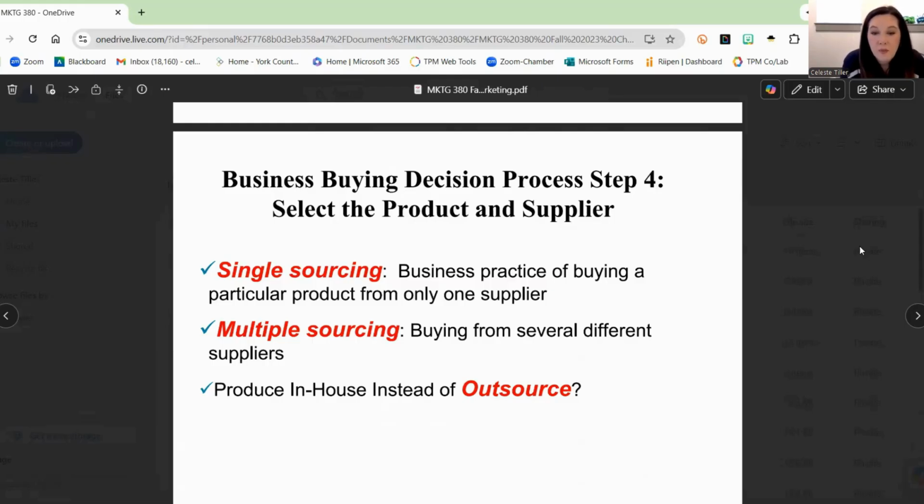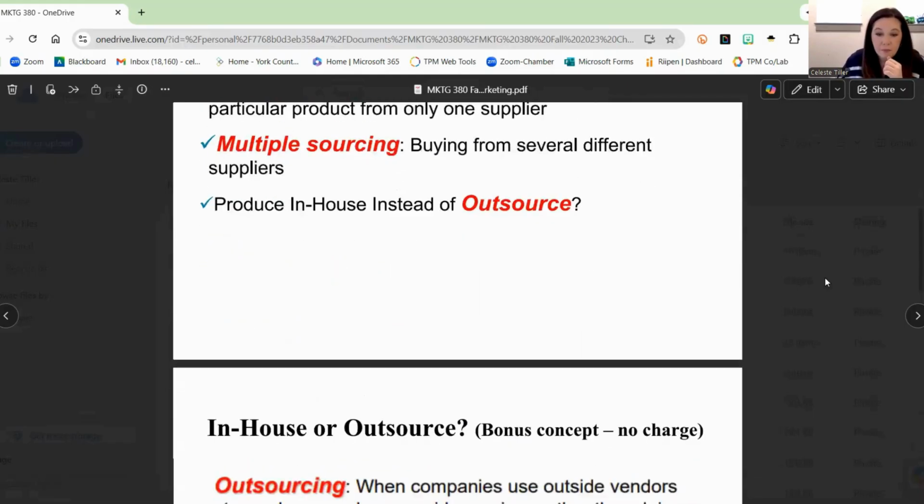The problem with having multiple suppliers might be that the quality is different. The product isn't exactly the same. Now you're working with different contracts. You're working with different salespeople. They might have different rules on repairs and replacements, any of those things. So there are pros and cons to both of these, and you have to figure out for your business which is the right one. Also, they have to make a decision. Are they going to produce something in-house or are they going to outsource? Okay, so let's talk about that.